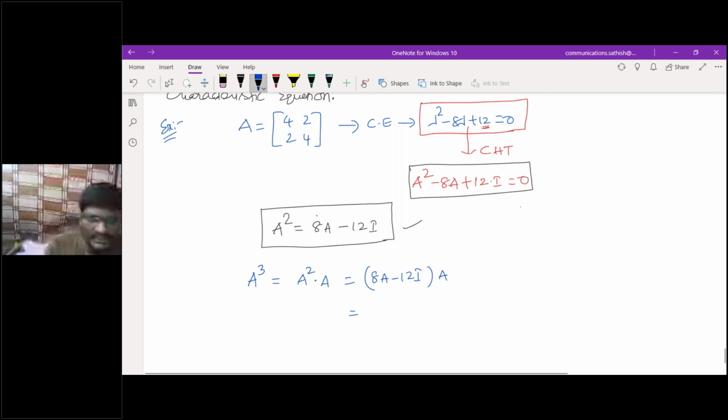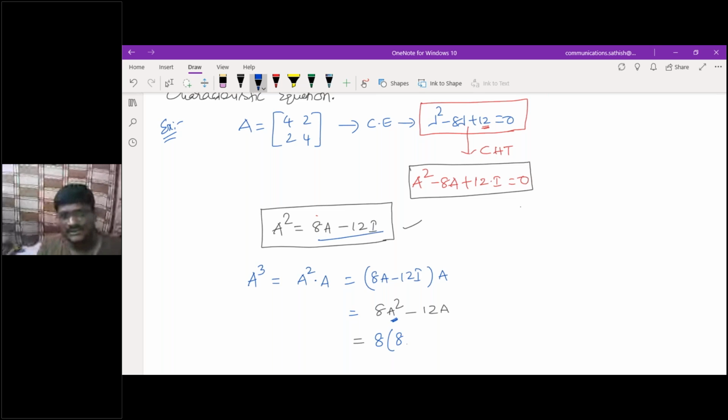Yeah. Then what do we have here? If I multiply, this is A into A square: 8A square minus 12, since any matrix multiplied with the identity matrix gives the same matrix, that is 12 into A. Then again, this is your A square. What is your A square value here? 8A minus 12I. That 8A also you have to substitute: 8 times 8A minus 12I, minus 12A will be there.